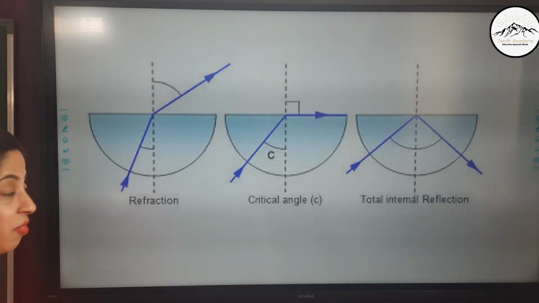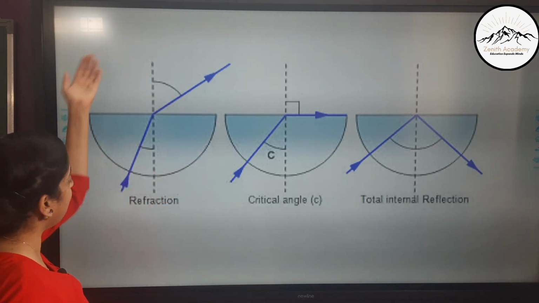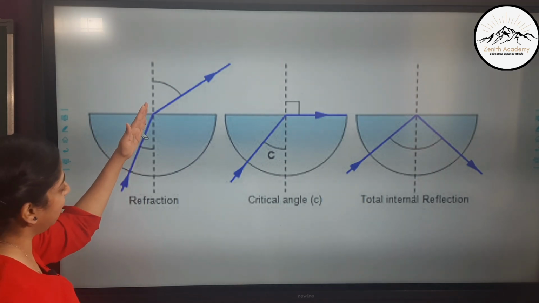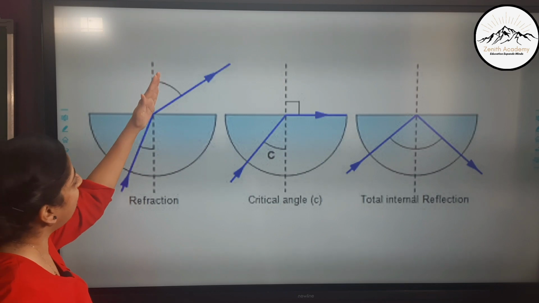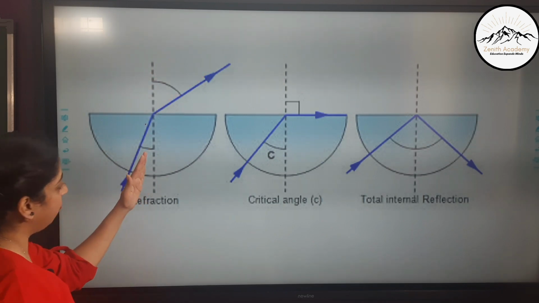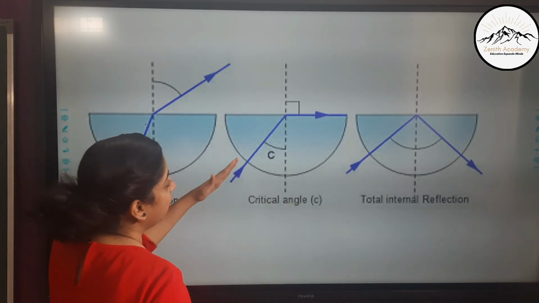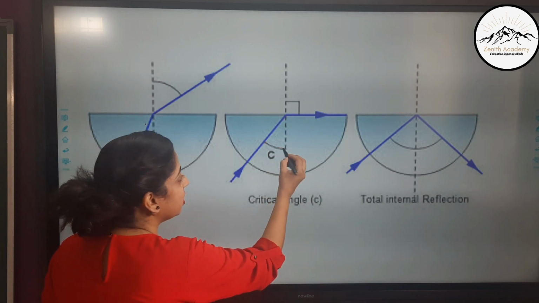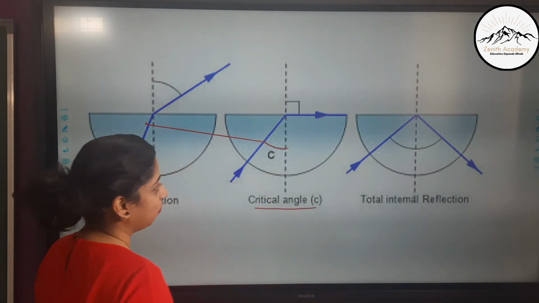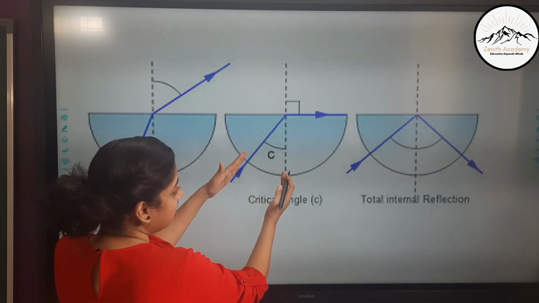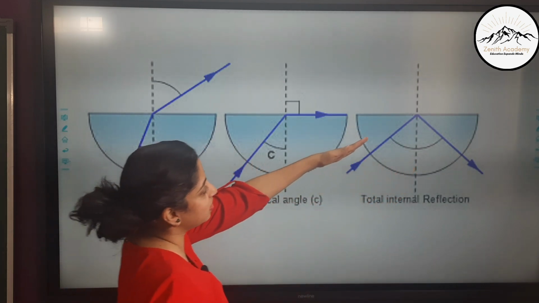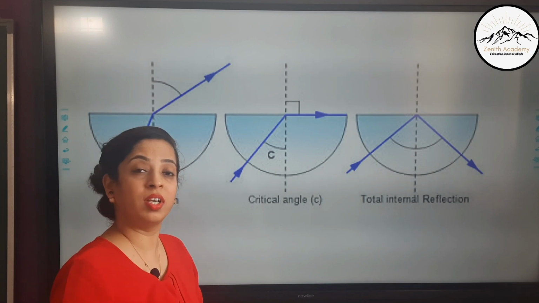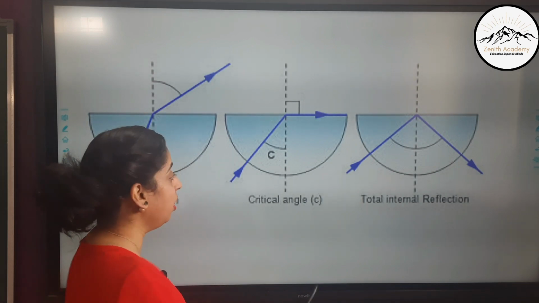Now here, let us revise. So if this is water and this is air, and this is the incident ray, in this case, if this is the angle of incidence, then after refraction it will go away from the normal. Now if I increase this angle, such that the refracted ray is on the interface, then this angle of incidence is known as critical angle. Now if I further increase the incident angle, there will be no refraction, only total internal reflection. So I hope you have understood the concept of total internal reflection very well.